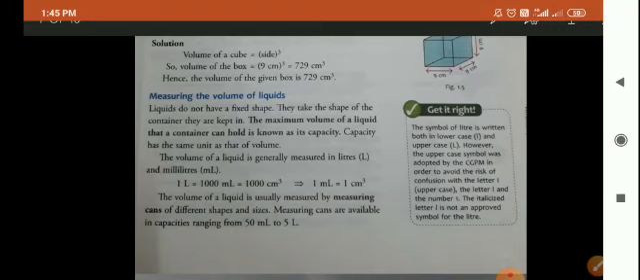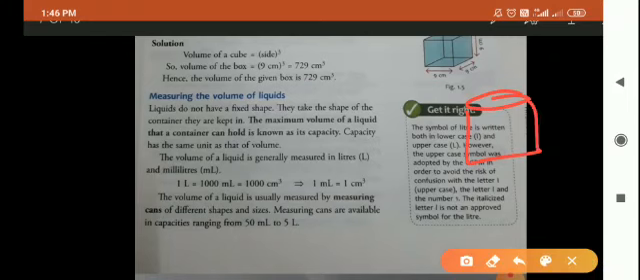Yes, of course liquids do not have fixed shape. If you are going to pour liquid in a glass, it will take the shape of a glass. If you are going to pour liquid in a bottle, it will take the shape of a bottle. Okay, so liquids do not have a fixed shape. They take the shape of the container they are kept in. The maximum volume of a liquid that a container can hold is known as its capacity. Of course, what is that capacity of a liquid? It means the maximum volume of a liquid that a container can hold.